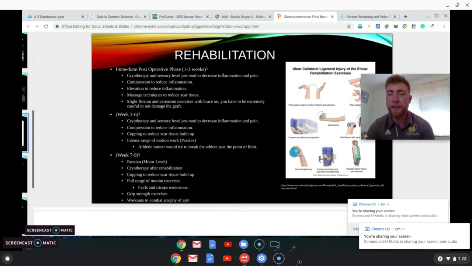During weeks 7 to 9, we could then focus on combating atrophy. To do this, the athlete would use motor level pre-mod, which helps with muscle re-education and muscle strengthening. This causes your entire muscle to completely contract and then relax. The athletic trainer would also use cryotherapy post-rehabilitation to help decrease that inflammation and pain, and cupping methods to help reduce scar tissue buildup.